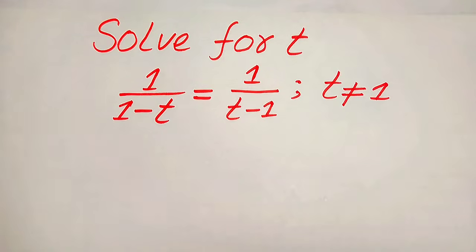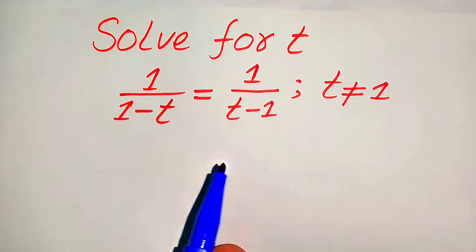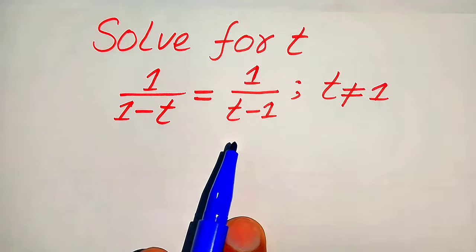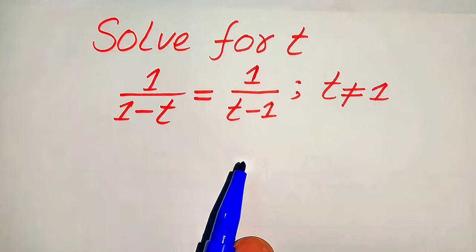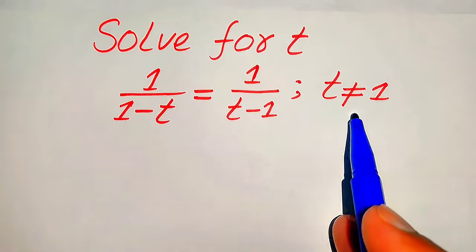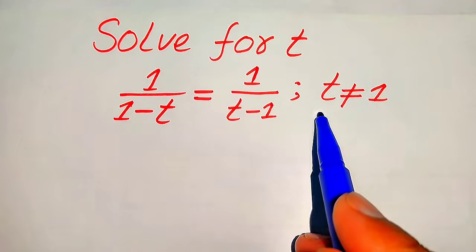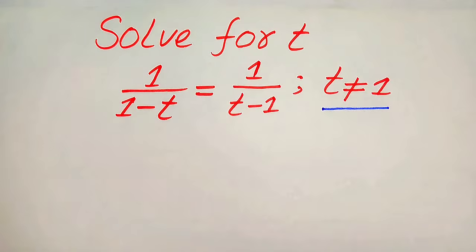Hello everyone, how to solve this problem for the values of t if we have 1 over 1 minus t is equal to 1 over t minus 1, and we solve this problem for the values of t. So here you remember one condition is that t is not equal to 1. So according to this condition, we find the values of t, or we find the solution that satisfies this equation.